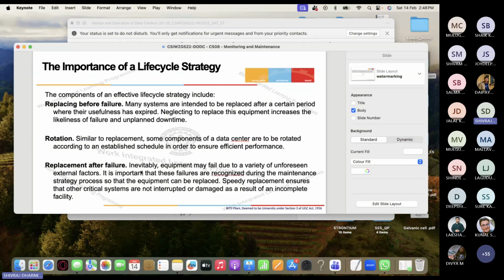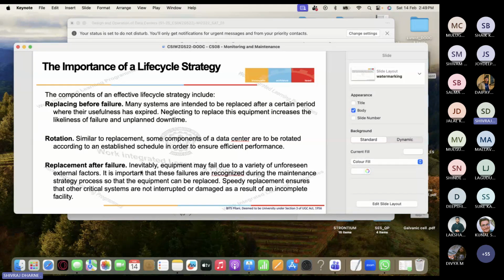Sometimes rotation, similar to replacement: some components of the data center are to be rotated according to an established schedule in order to ensure efficient performance. Means you need to make sure you do that, and replacement after failure. If anything has failed and is not working, then you have to replace it. So it is very important that these failures are recognized during the maintenance phase, and you need to replace it with a new part.